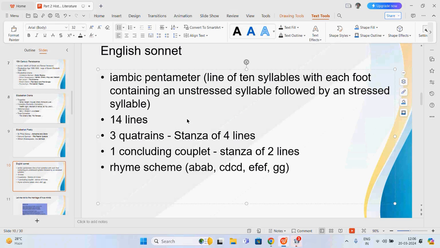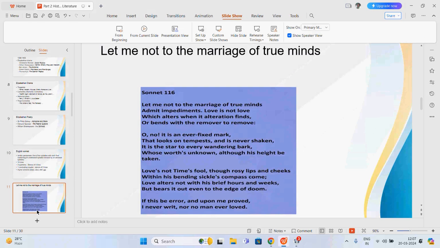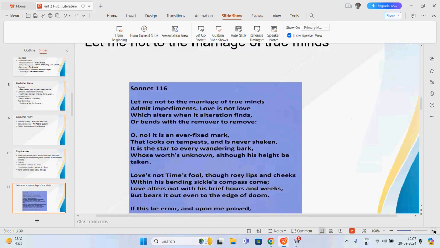The rhyme scheme of the English sonnet and the rhyme scheme of the Petrarchan sonnet will not be the same. The rhyme scheme of the English sonnet is AB, AB, CD, CD, EF, EF, GG. Now let me take you to the sample slide. On this slide, let me increase the font.